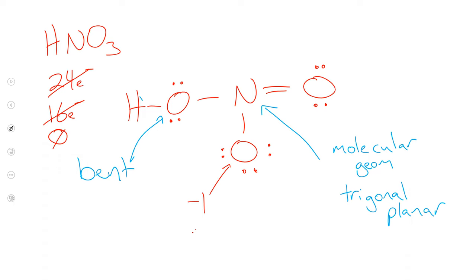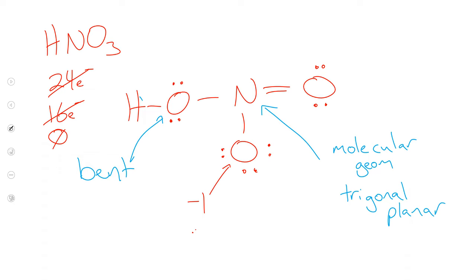So these VSEPR geometries apply to anything that's got more than one atom attached to it, basically. If you get a larger molecule, like we see all the time in biochemistry and organic chemistry, every single carbon, every single oxygen, every single nitrogen is going to have its own electron geometry and its own molecular geometry. And when you put all of those together, you get an overall shape for the entire molecule, right?